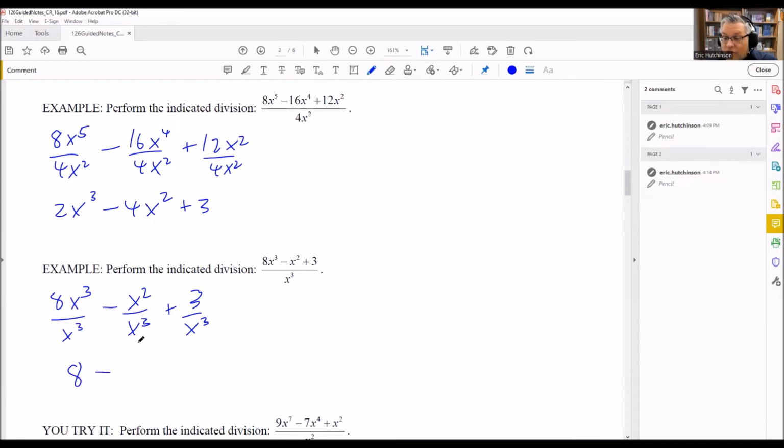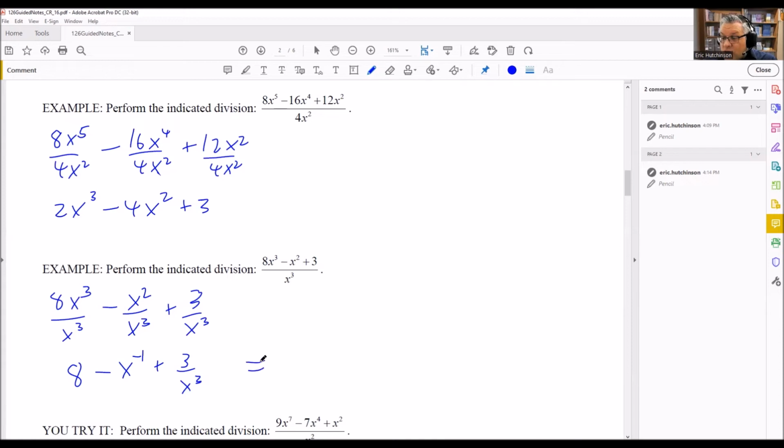Okay, now for this, we have 2 minus 3. Now, when this happens, you're going to be left with a negative exponent. So we're going to do 2 minus 3, and we get negative 1. And then this last one, we're just going to leave the way it is because there's nothing to subtract here.